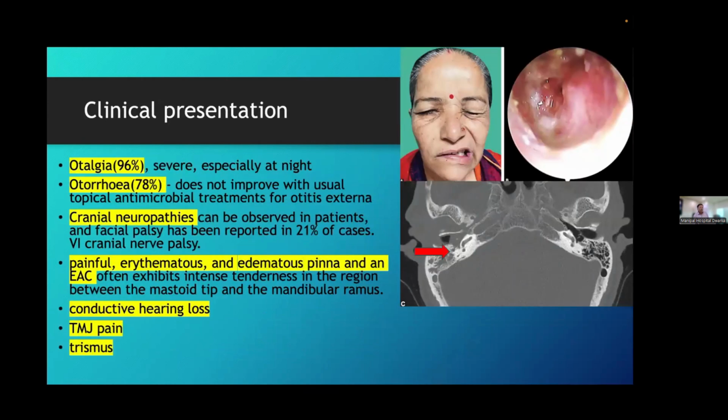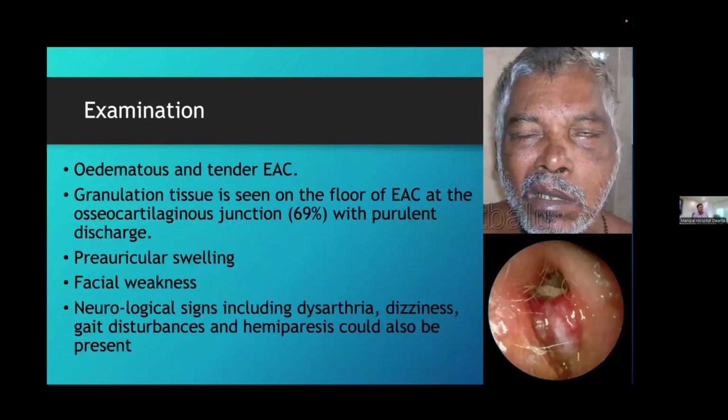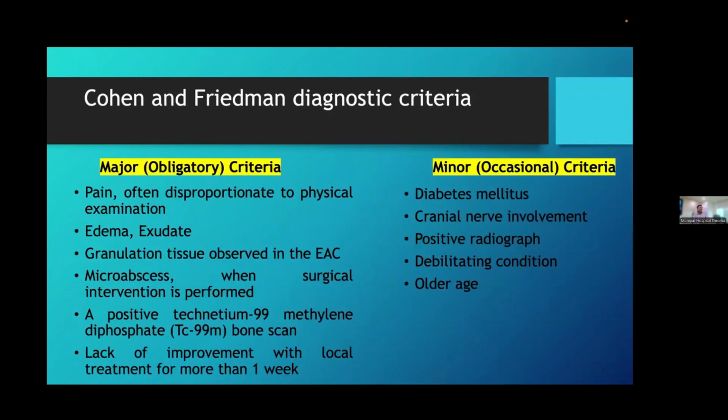Okay, clinical presentation, I think I will not go into the details. So these are the diagnostic criteria. These are basically major criteria and minor criteria, and we need to have all these major criteria to diagnose skull base osteomyelitis, right? So pain, which is very, very important, edema of the canal, granulation tissue, micro abscesses when surgical intervention is planned, positive technetium scan, and lack of improvement with local treatment for more than 1 week. So these are the major criteria, and these are the minor criteria: diabetes mellitus, cranial nerve involvement, positive radiograph, debilitating condition, and older age.